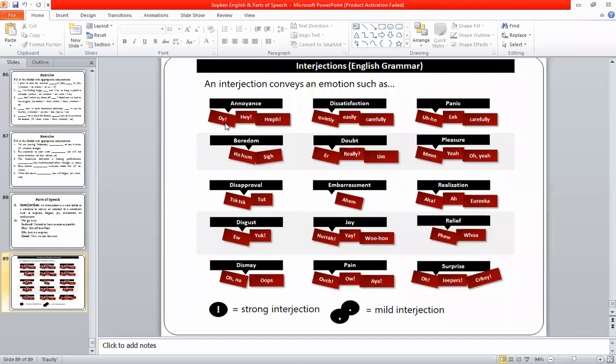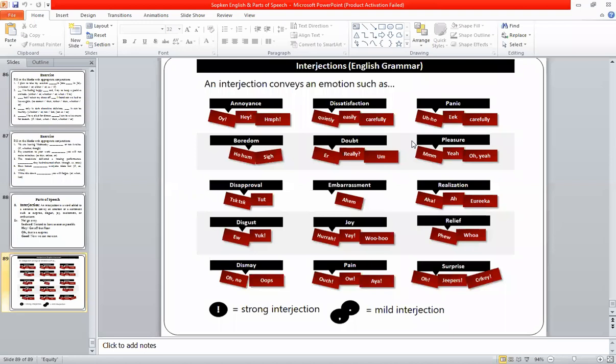So which are they? Oe, hey. These are the interjections that we use to show anger. Okay, running out of time, we have 10 more minutes. We will see. So annoyance: oe, hey, hum, these are the interjections that we use to show anger.